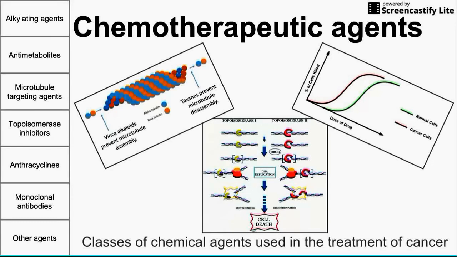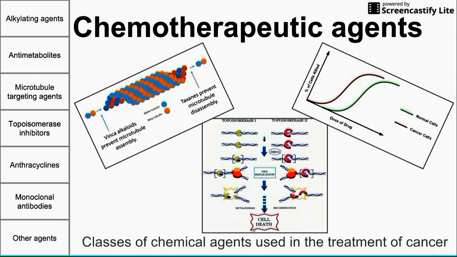This is a short video on chemotherapeutic agents. We have a few scattered pictures and diagrams here to start. On the left, we have vinca alkaloids and taxanes, which are two classes that affect microtubules. We'll talk about how those affect microtubules and the action of killing cancer.